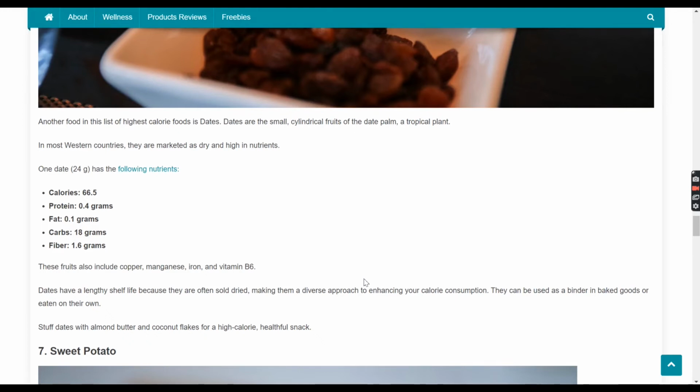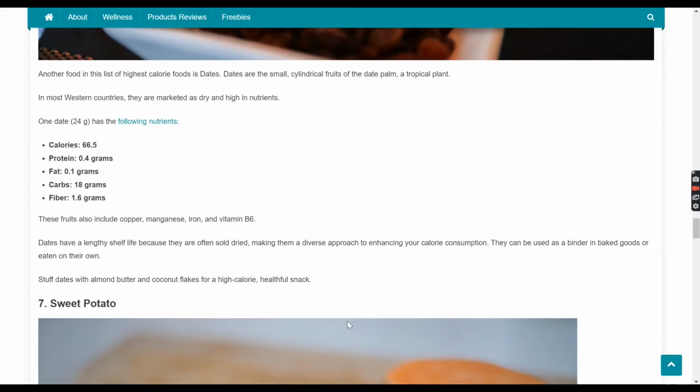One date of 24 grams has the following nutrients. Calories 66.5, protein 0.4 grams, fat 0.1 grams, carbs 18 grams, and fiber 1.6 grams. These fruits also include copper, manganese, iron, and vitamin B6.